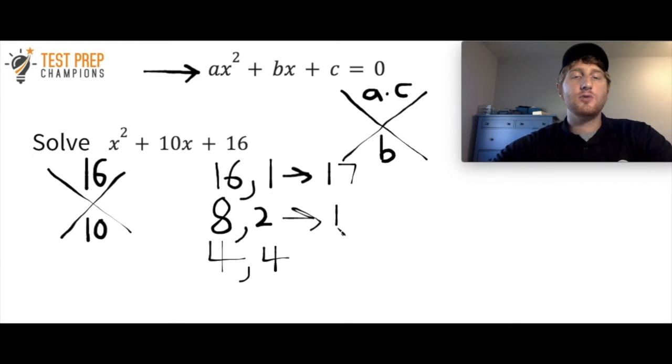So 8 and 2, if I add those up, I get 10. 4 and 4 gives me 8. Now, what did I need? Remember, we needed to get this 10. And the pair 8 and 2 are going to give me that 10.